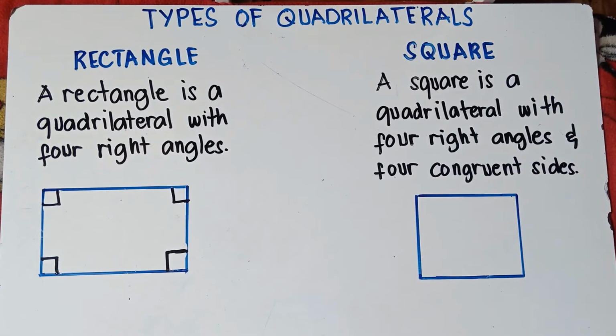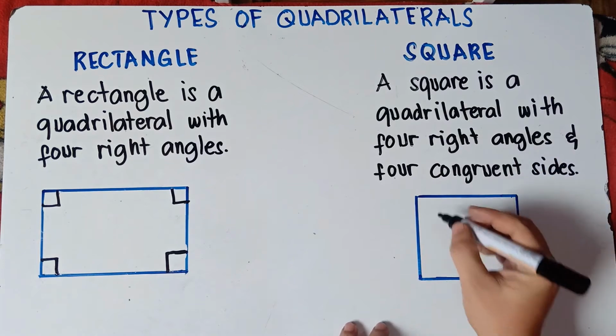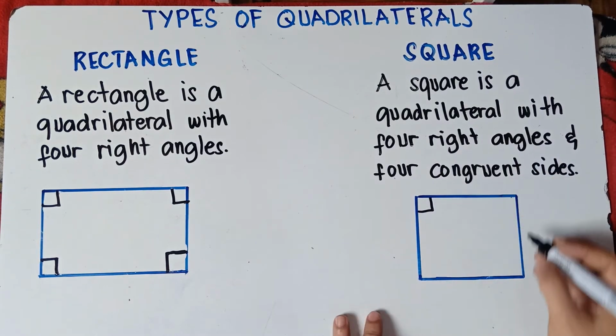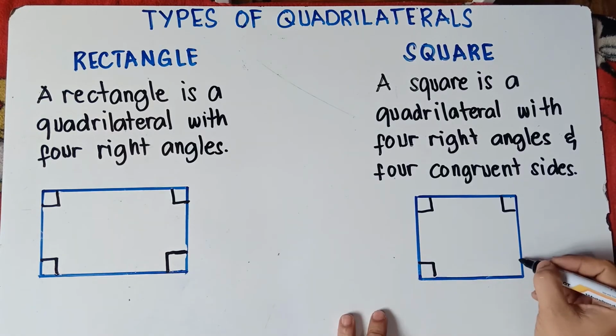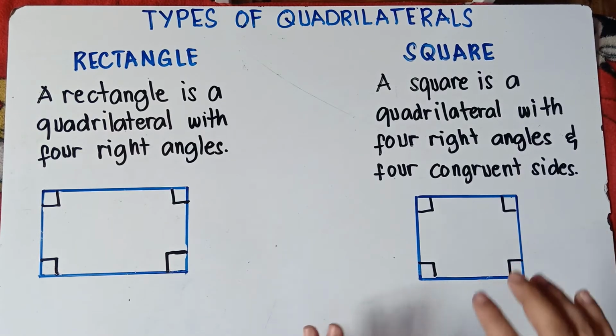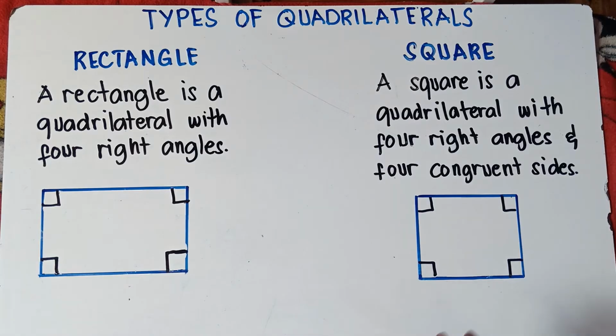Let's go to square. A square is a quadrilateral with 4 right angles and 4 congruent sides. So, of course, 4 right angles. So this angle right here is 90 degrees angle. This angle is 90 degrees. This angle is 90 degrees. This angle is 90 degrees. A square class is also a special type of parallelogram.